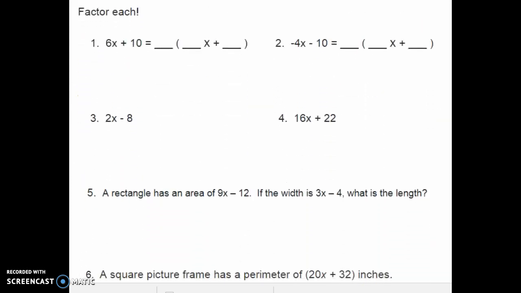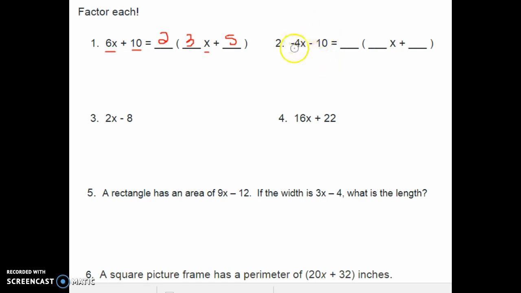We're going to try some more factoring. Hopefully this won't be too bad for you. What you have to remember every single time is, what do they have in common? Pull that out and then set up some parentheses. With 6x and 10, only one of our terms has a variable, the x. Now 6 has factors of 2 and 3, but 10 has factors of 2 and 5. They both have a factor of 2, so I'm going to put the 2 outside the parentheses. 2 goes into 6x, 3x times. 2 goes into 10, 5 times.